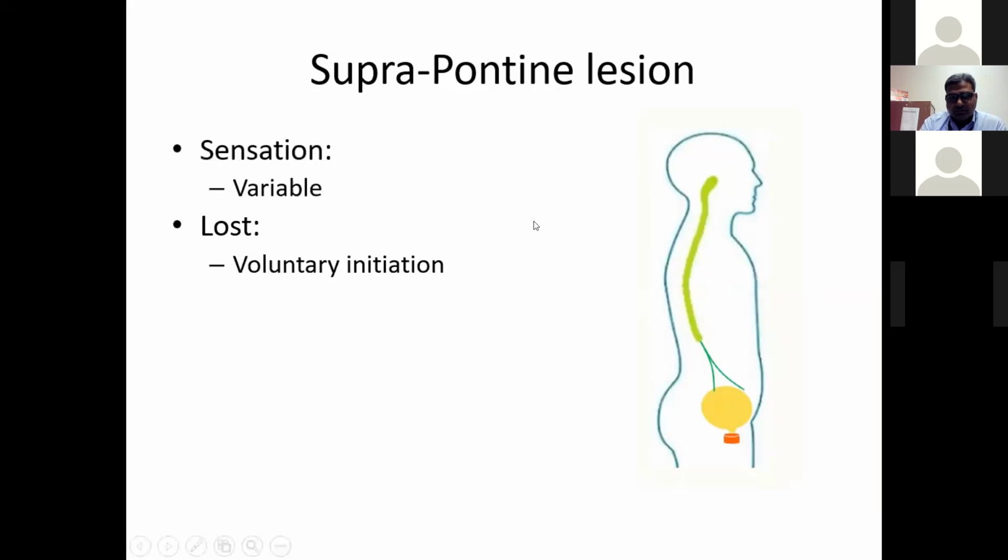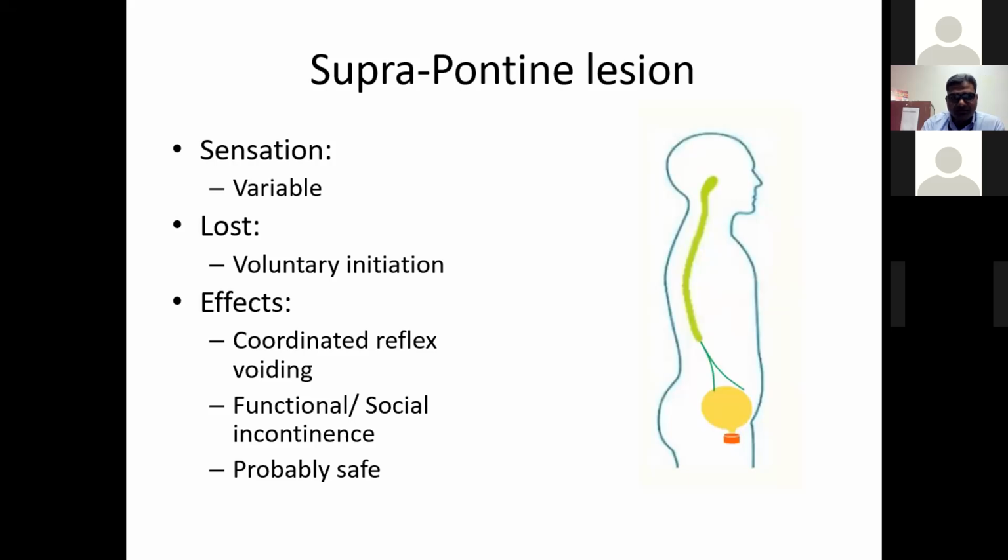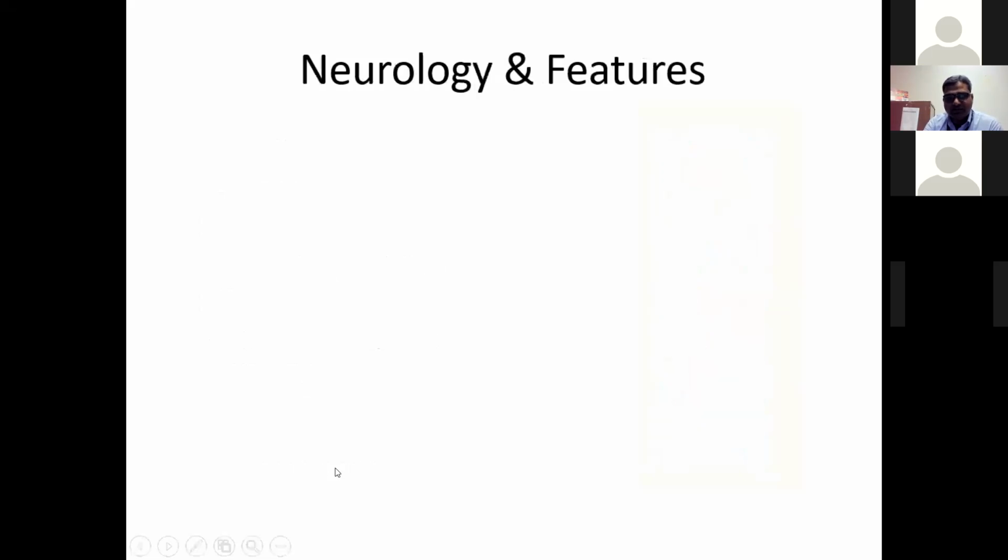Sorry. Yes. So the voluntary initiation would be lost because the cortical control is gone. However, there will be coordinated reflex voiding, and there will be some social incontinence. But remember, Dr. Shoaib, that the pontine micturition center, since it is intact, so there will be no detrusor sphincter dyssynergia. Detrusor overactivity will be mild. So this bladder would probably be safe.